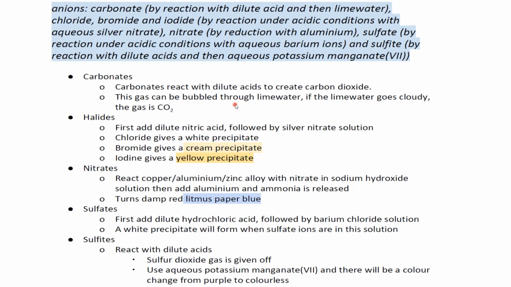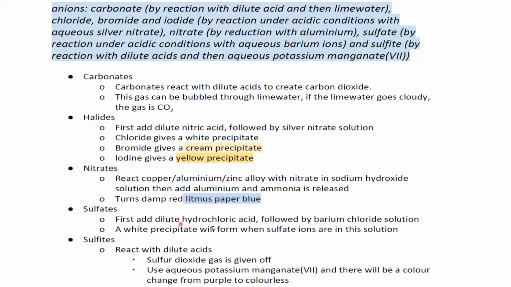If you want to test the halide ions such as chloride, bromide or iodide, you would either add silver nitrate or lead nitrate. If it's a white precipitate, like when we mix two solutions and a solid is formed, that is called a precipitate, it means chloride is there. If it is a cream color precipitate, it will be bromide, and if it's a yellow precipitate, then it will be iodide. For nitrate, we add aluminum powder and sodium hydroxide, and a gas is released which turns red litmus blue.